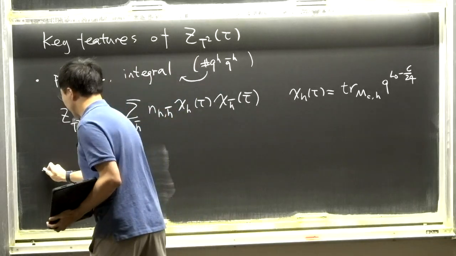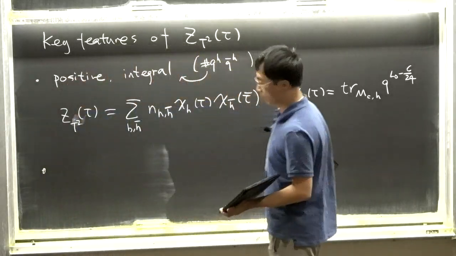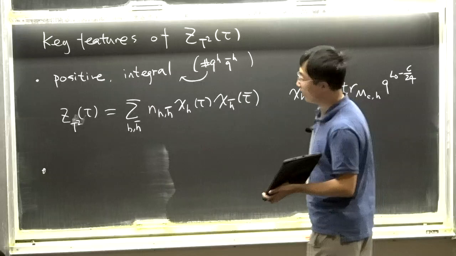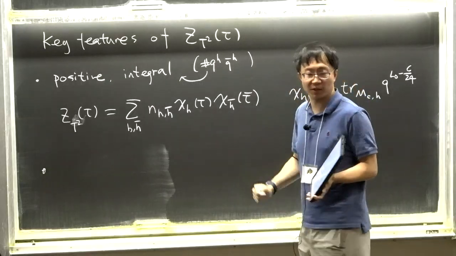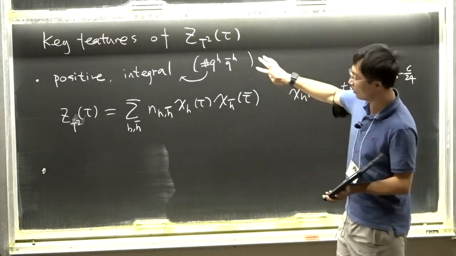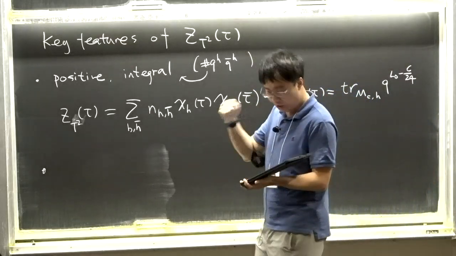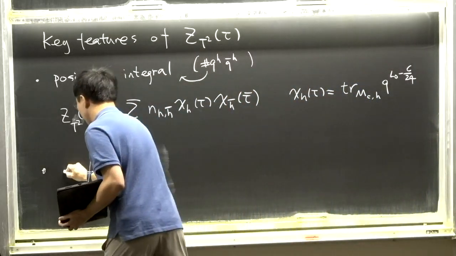So this is the first fact that's very important about this object. The second fact is that this, as a function of tau, is not an arbitrary function of tau. It's very important that, in addition to being a positive integral, it has a very important property, that is modular invariance.